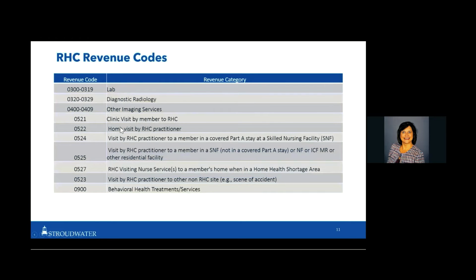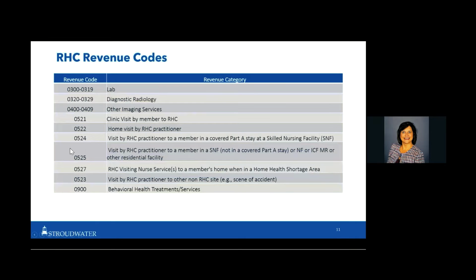These are where the actual visits are done to a member, a clinic done for RHC visits. So when we were talking about before, where it's a home visit by an RHC practitioner, it could be revenue code 522. But then going back to the scene of an accident, you would use revenue code 523 to designate that information. If it's done at a SNF unit that's not covered in a Part A stay, you would use a 525. But then if it was an RHC member in a covered Part A stayed SNF unit, it would use revenue code 524.